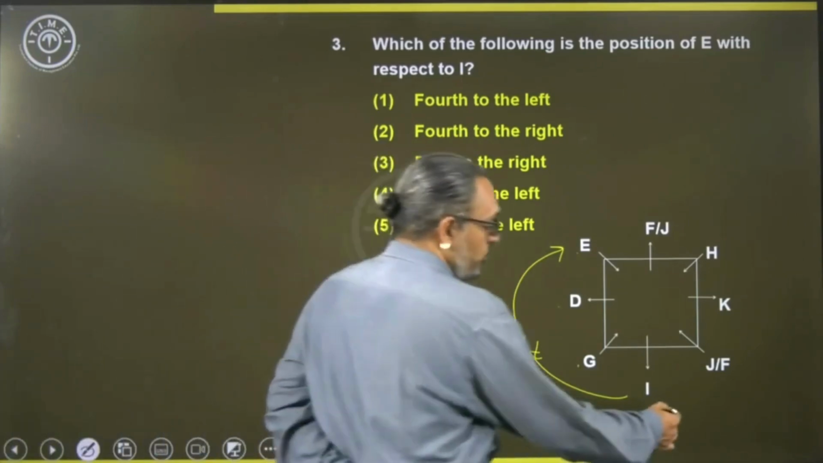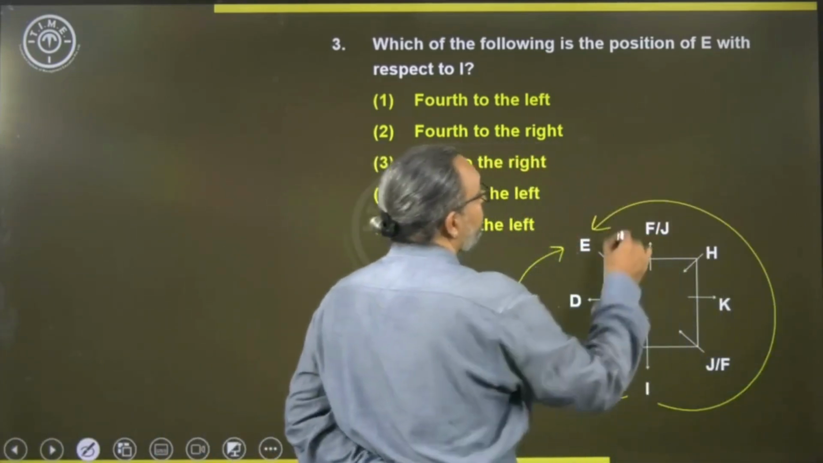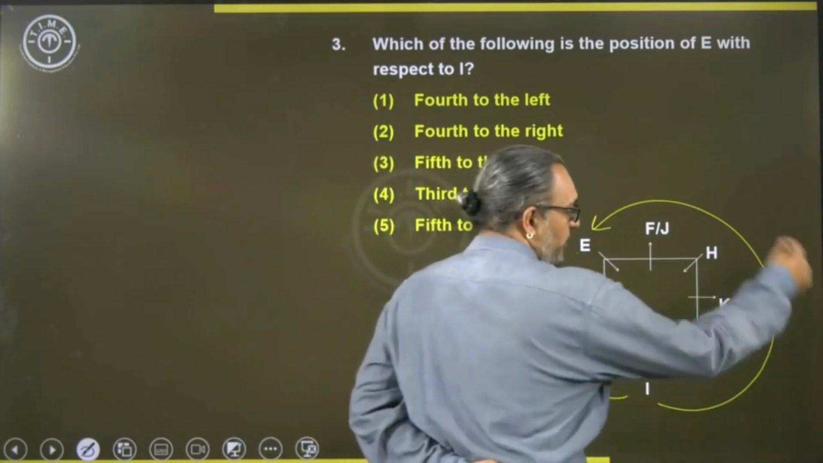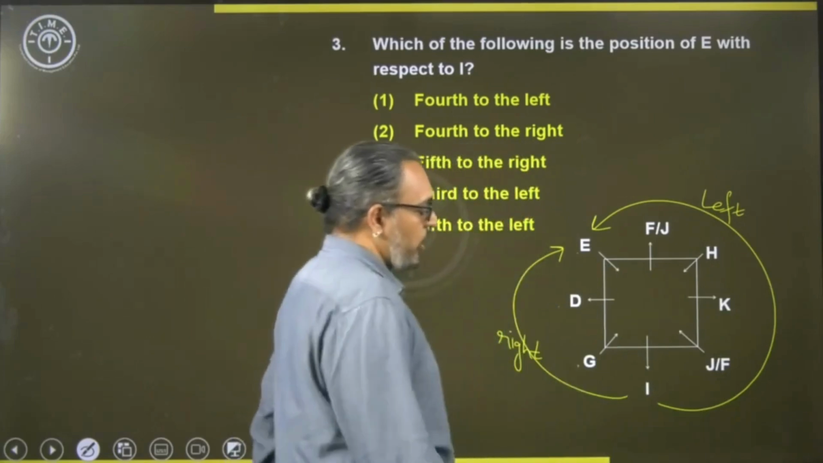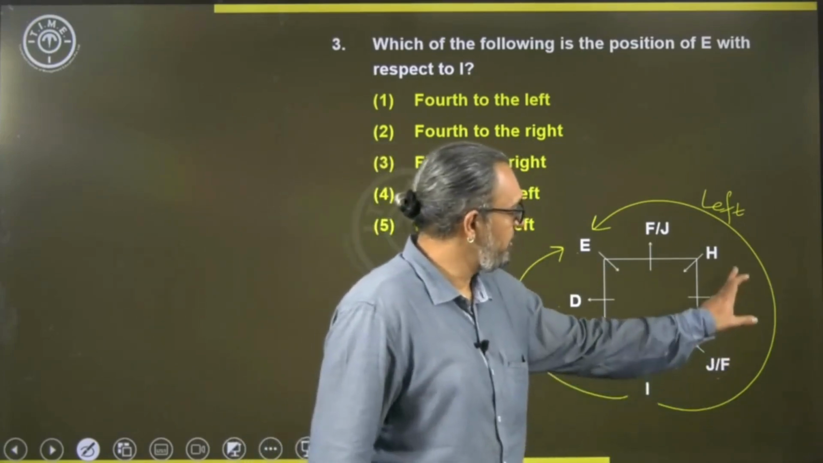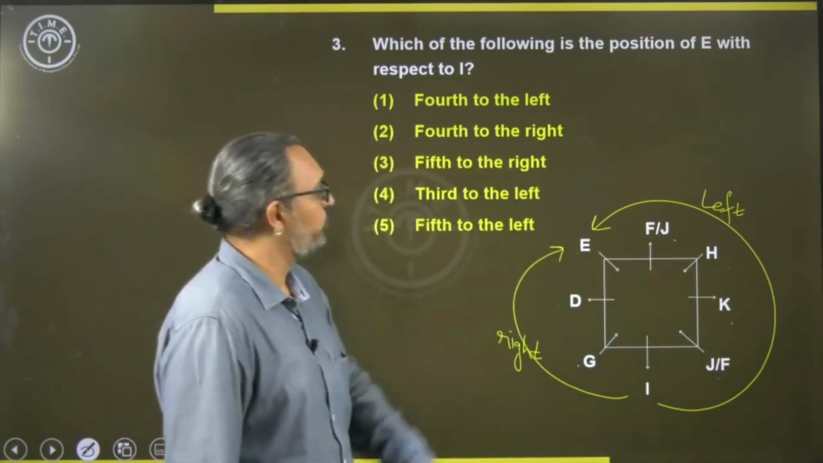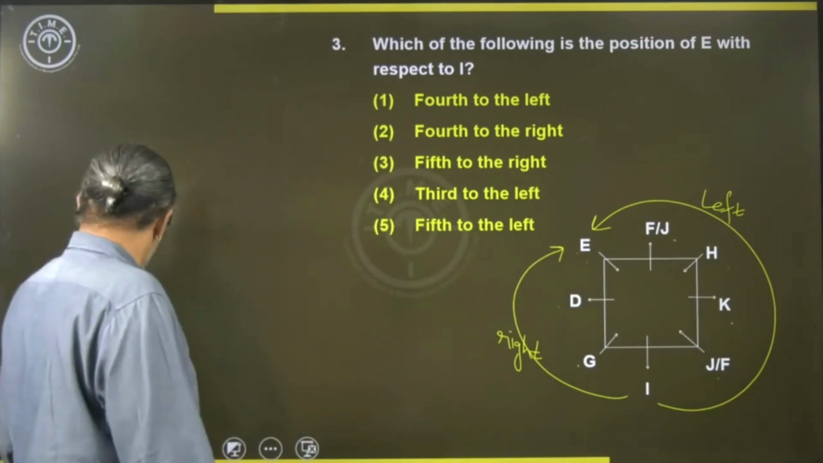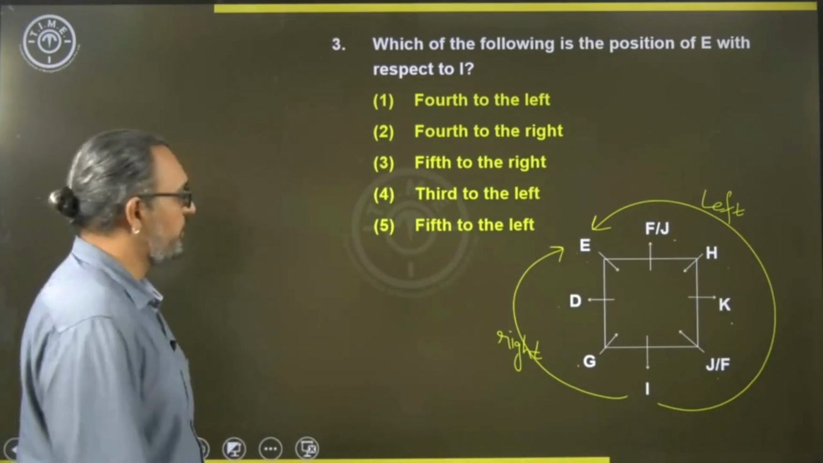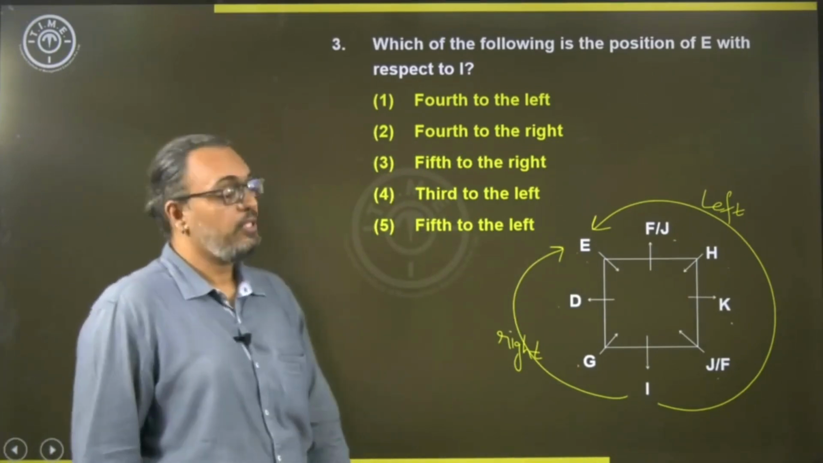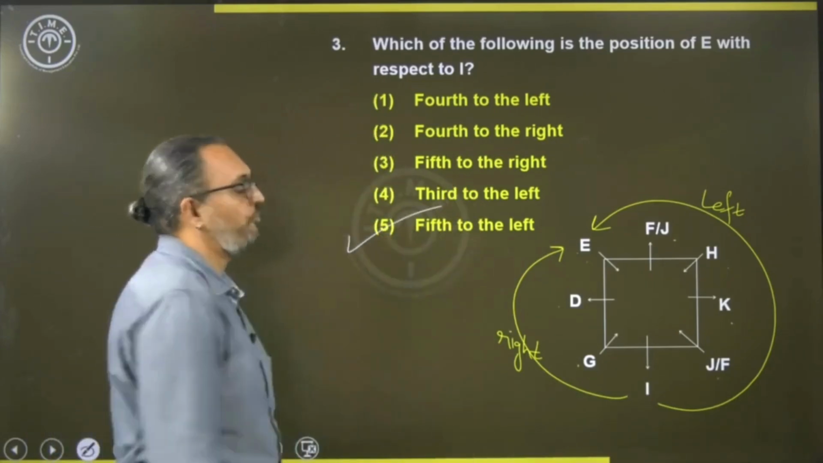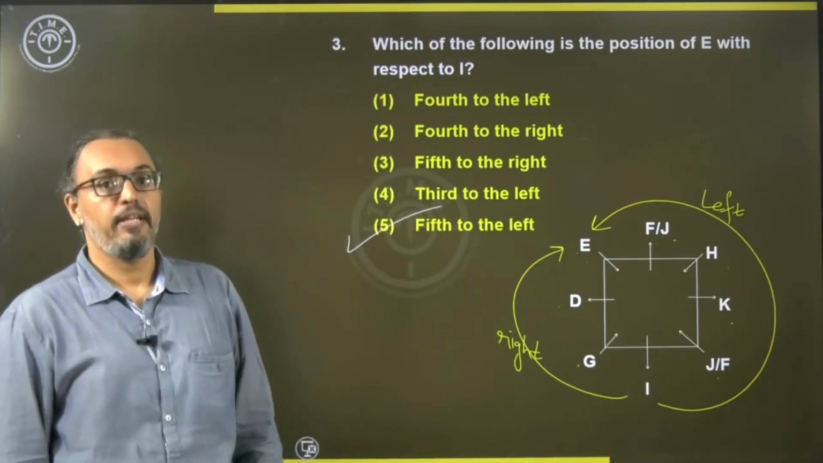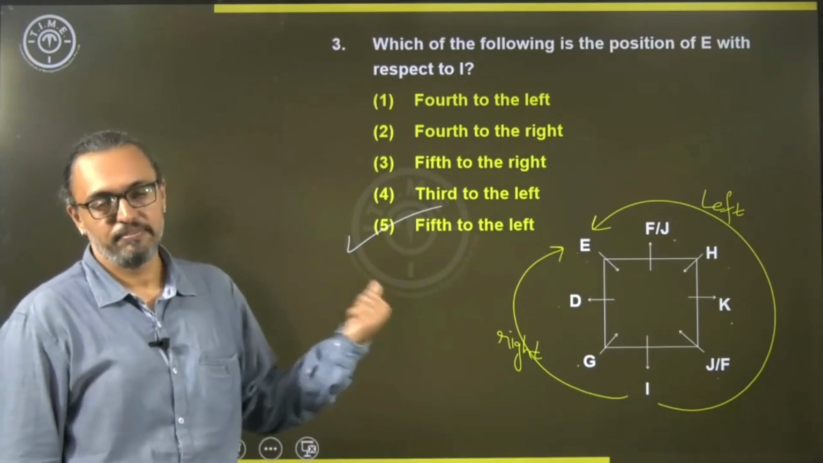Or you can also check on the other side. Because now anti-clockwise direction becomes the left. So now it is first, second, third, fourth, fifth to the left also you can have. So it is either third to the right or fifth to the left. Since I don't have third to the right, I do have in the fifth option given as fifth to the left. So that is our answer. Okay.